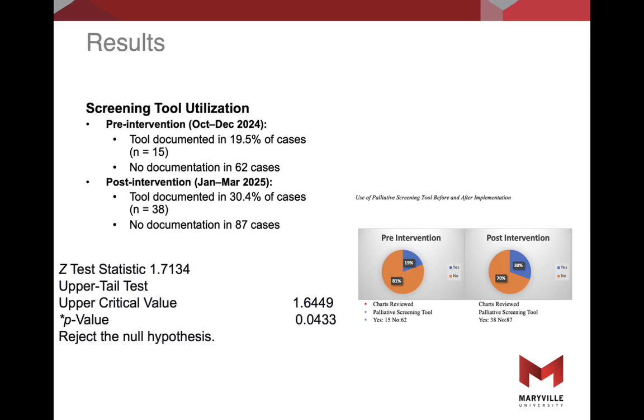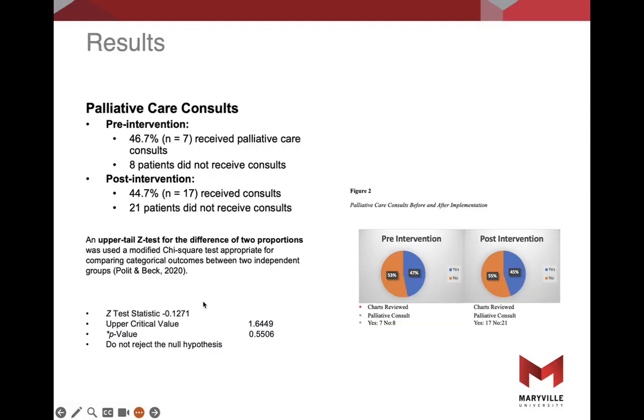More work can still be done. It's not perfect. We can still educate more nurses and show them where to find the screening tool. But going from 15 to 38 between October to December 2024 and January to March 2025, it's a huge number. And as the statistic was 1.7, we had to reject the null hypothesis.